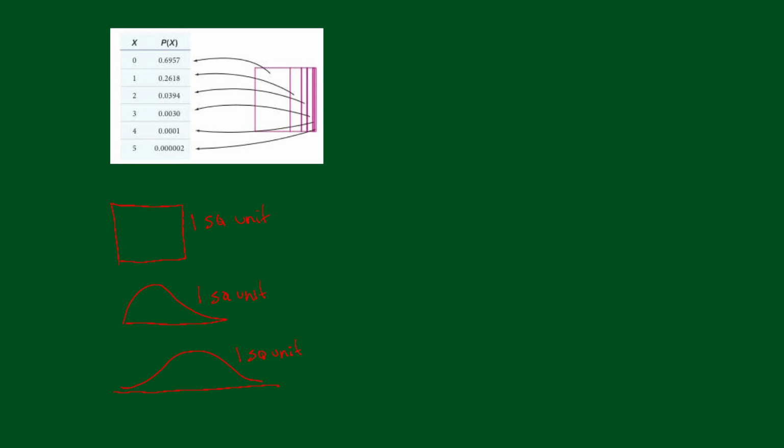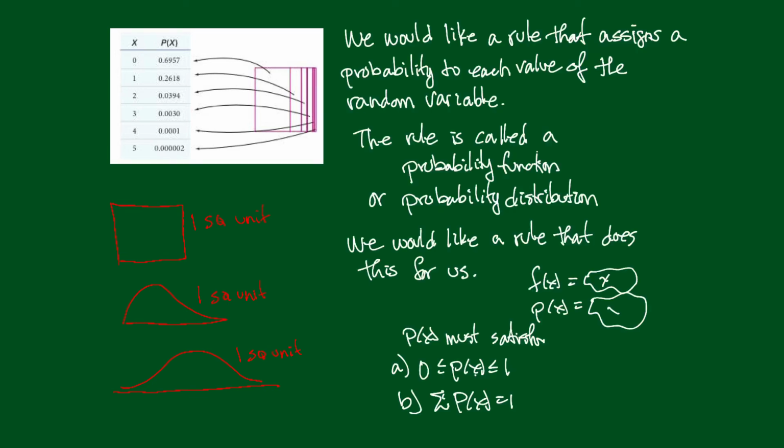And then we just need to come up with a way of dividing it up and assigning those values to the random variable. So what we're after is this: we would like a rule that assigns a probability to each value of the random variable. I've got these values of the random variable, and I would like a rule that does this division for us. That rule is called a probability function or probability distribution. Same thing. We'll see this a little bit later on.